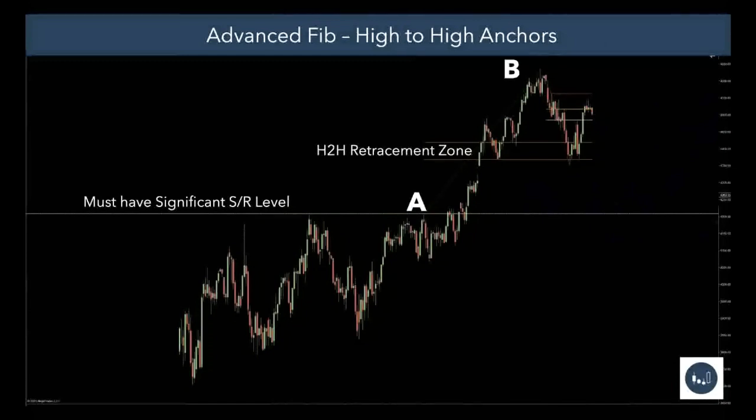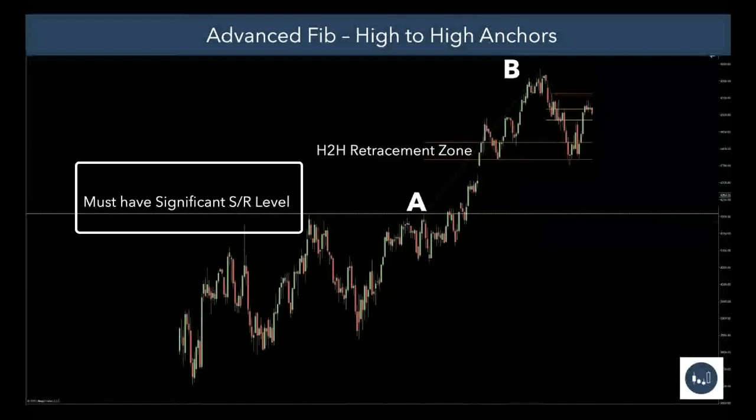Now I'm going to introduce a concept that we call advanced Fibonacci, and this is a high-to-high anchor. There's a couple of requirements that you have to have, and the most significant requirement is you have to have a significant support and resistance level within the trend that price breaks above. So what I've done here is I've identified my significant support and resistance level.